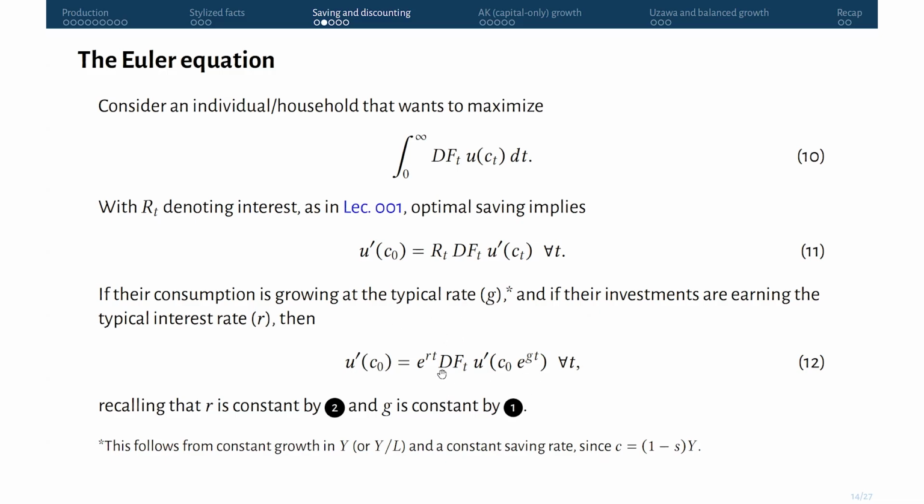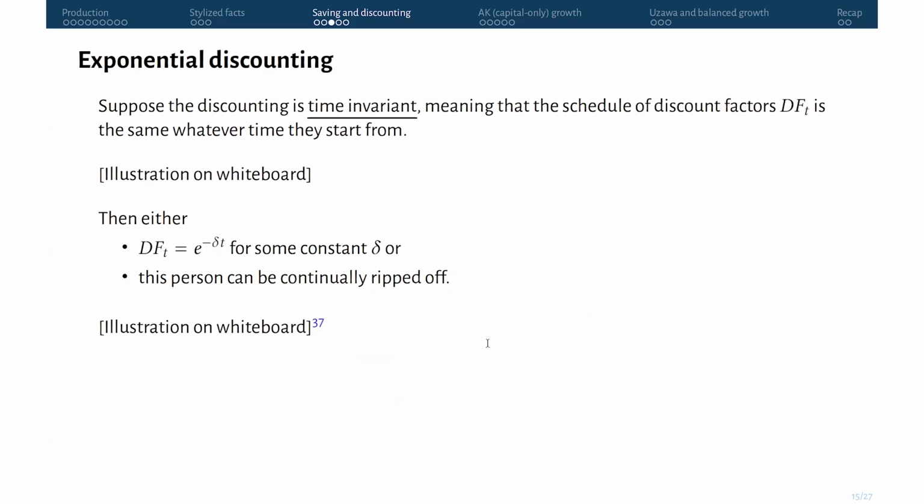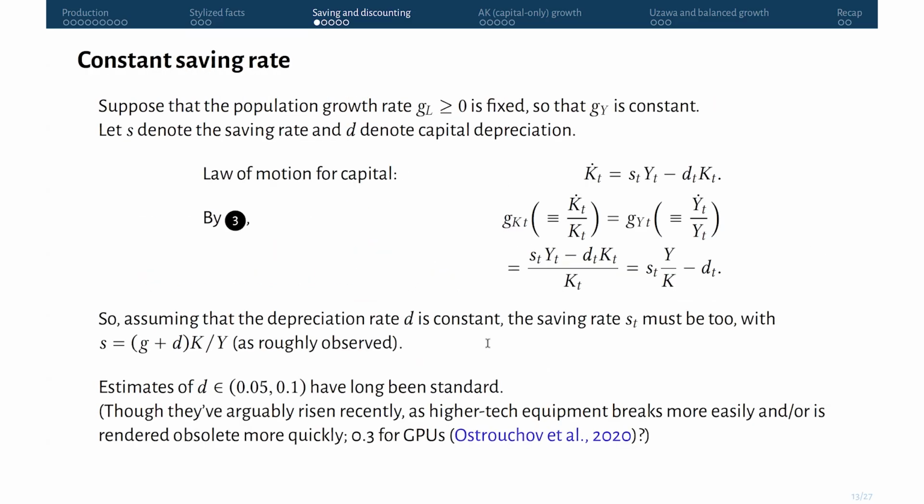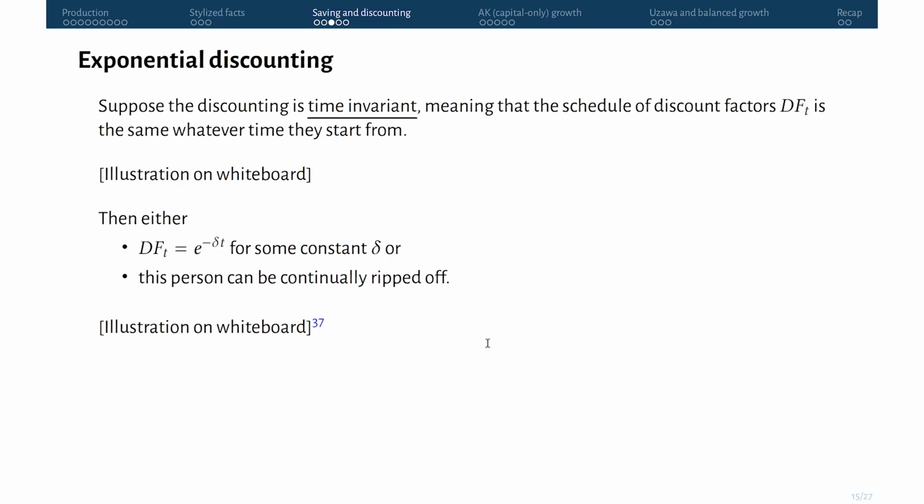And we can say something about the df as well under a sort of mild condition on consistency and rationality. So now suppose that discounting is time invariant, meaning that the schedule of discount factors from some time onward is independent of when you start.